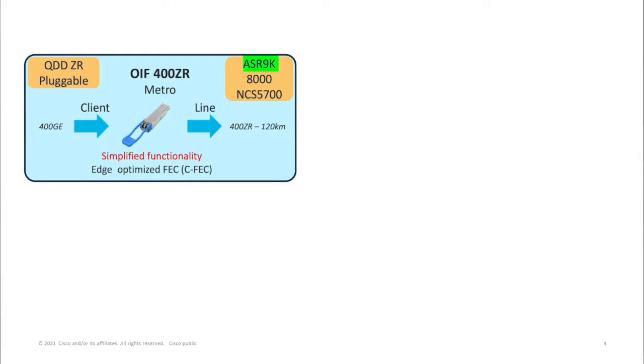The first option is 400 gigabit ZR, which was standardized by the Optical Internetworking Forum, OIF. This optic can take a 400 gigabit client signal on the input, and on the output side we have a 400 gigabit ZR ITU-tuned wavelength. This option uses CFEC, concatenated forward error correction method, and it's optimized mainly for metro deployments. It can support up to 120 kilometers.